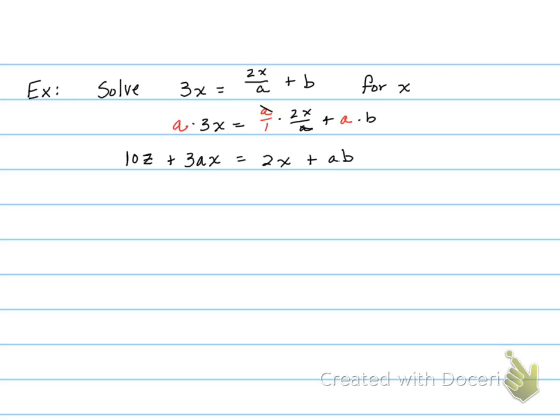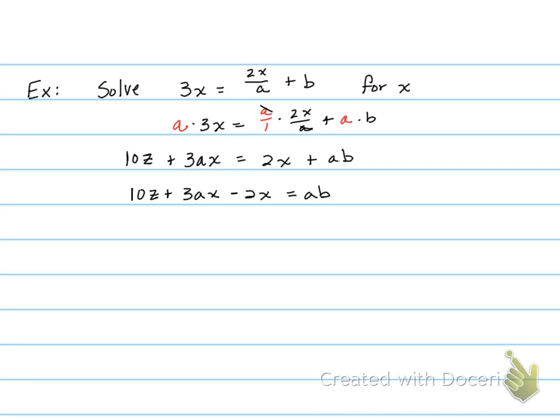So it's not going to change the process. We have 10z plus 3ax minus 2x equals ab. We got all terms containing the variable on one side. What's the next step? Combining like terms, but there aren't like terms. So this is where, can you stick more than 2 in the parentheses at a time? Like, can you have 3 separate?